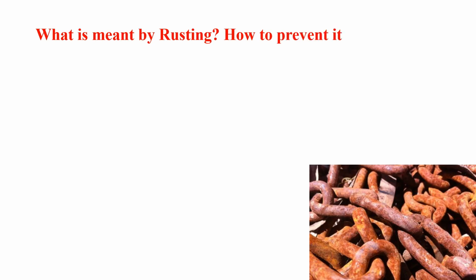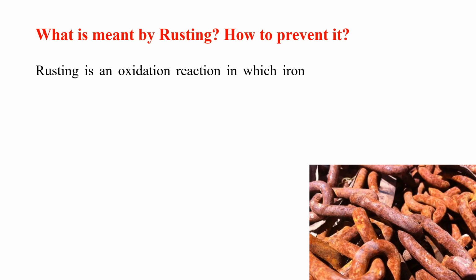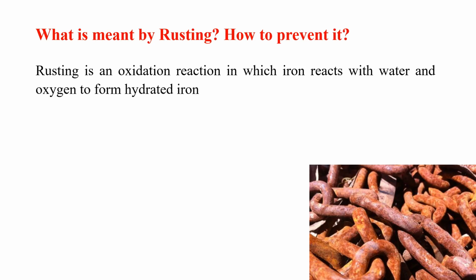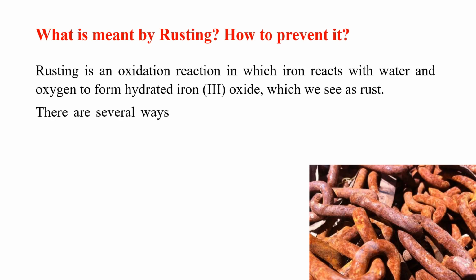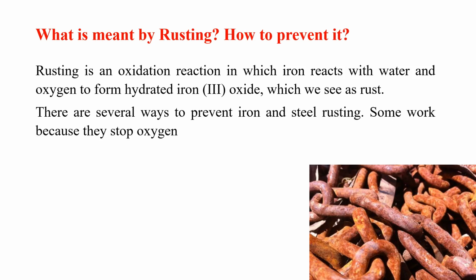What is meant by rusting? How to prevent it? Rusting is an oxidation reaction in which iron reacts with water and oxygen to form hydrated iron(III) oxide, which we see as rust. There are several ways to prevent iron and steel rusting. Some work because they stop oxygen or water reaching the surface of the metal.